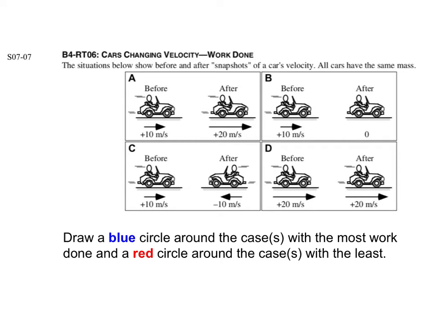All right, the situation shown below has before and after snapshots of a car's velocity. All the cars have the same mass. Draw a blue circle around the cases with the most work done, and a red circle around the cases with the least work done. Take a couple of seconds and then come back.